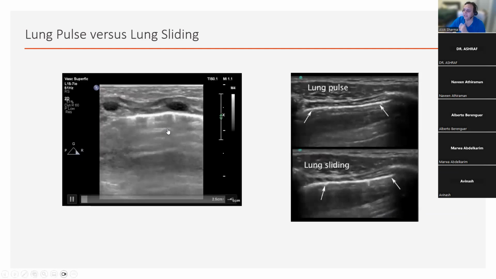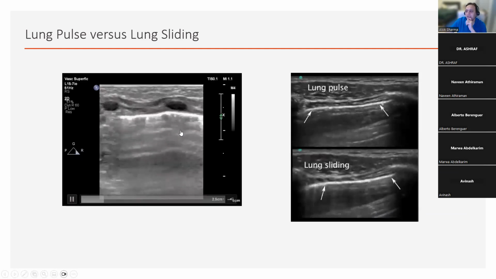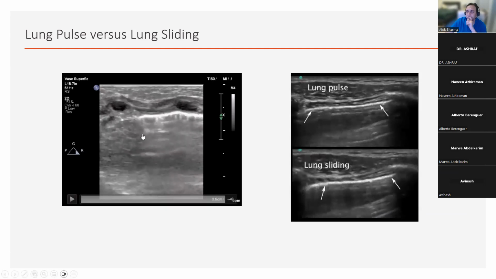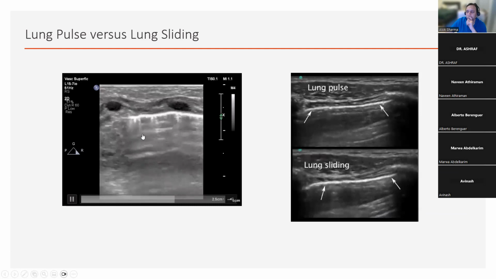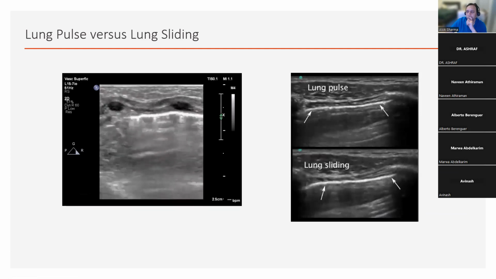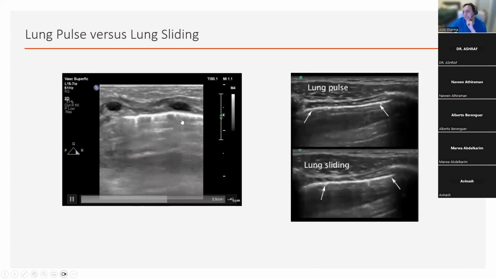So we're looking at this image on the left-hand side. So anybody want to have a go? Is that lung pulse or lung sliding? In the right, the lung sliding. Lung sliding. Okay, beautiful. So is there lung pulse visible in this slide at all? There is. So this is lung sliding.